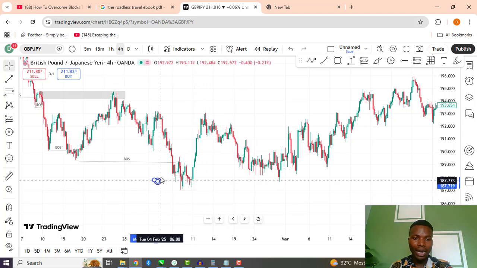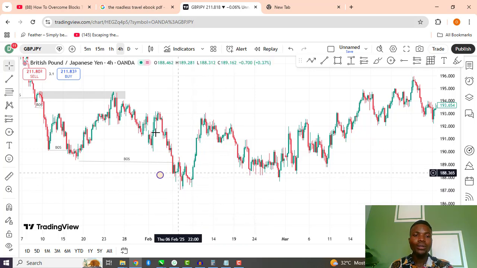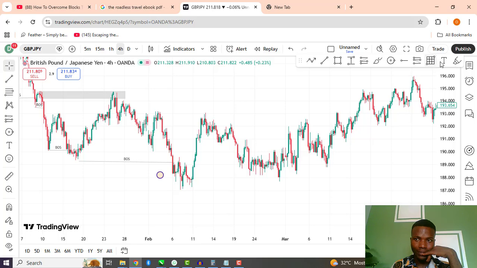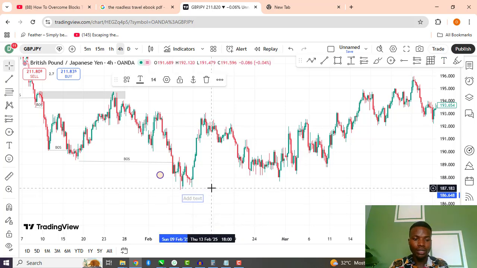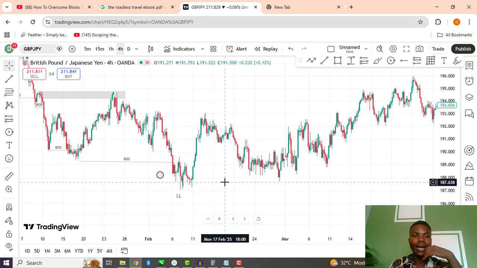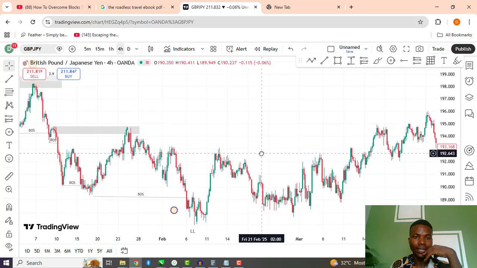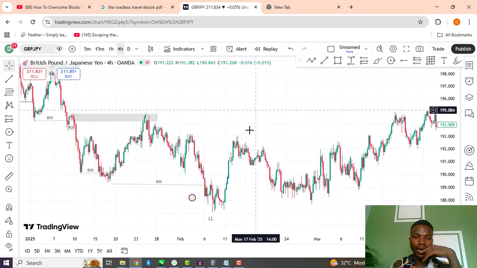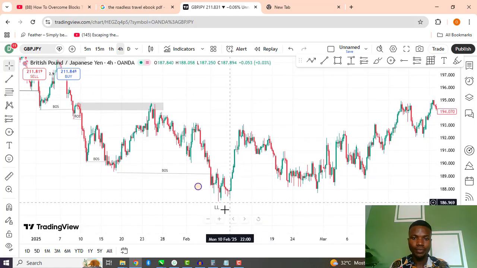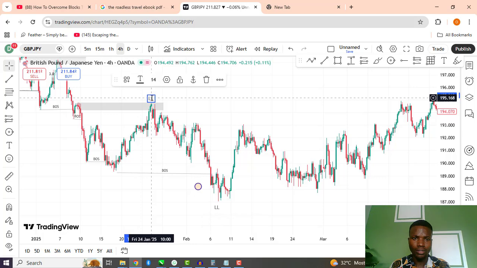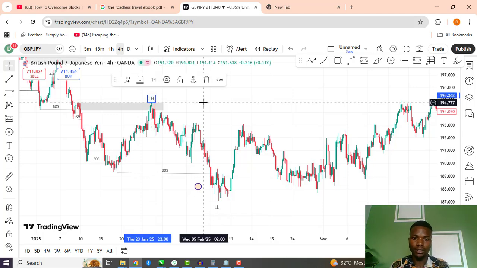So what actually happened right there is that we have a new lower low here, right? We have a new lower low. So let me just write that out. A lower low. This is our last lower low. And where is our last lower high? This is our last lower high.